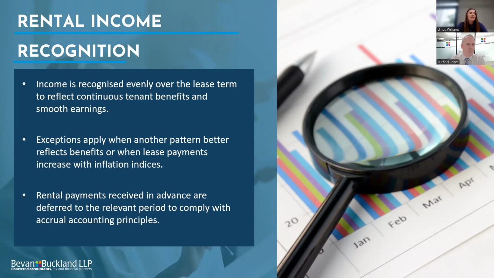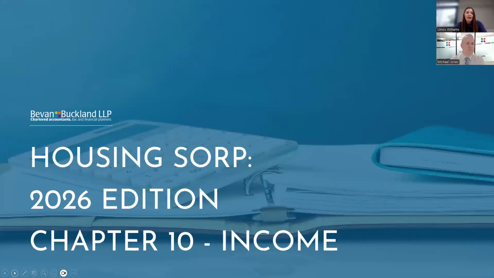So we now look at the Housing SORP. Now that we've looked into the changes in FRS 102, we can turn to these changes specifically for the social housing sector. So this next section introduces Chapter 10, Income, of the Draft Housing SORP 26 edition. Chapter 10 is where the SORP provides sector-specific interpretation of the wider FRS 102 principles we've just covered.